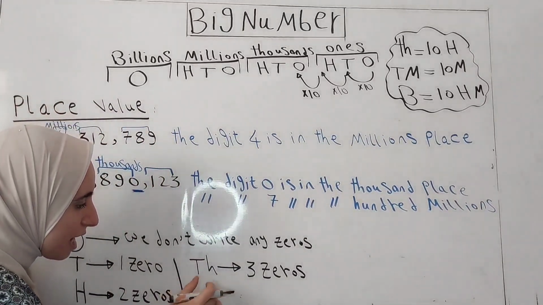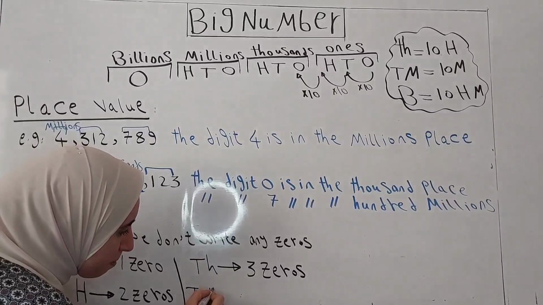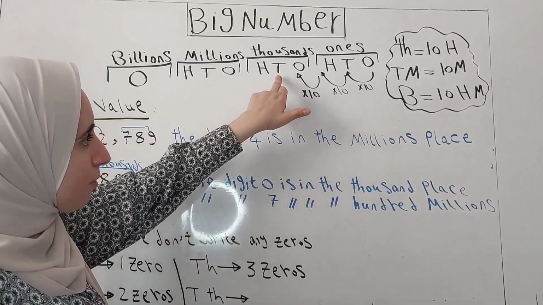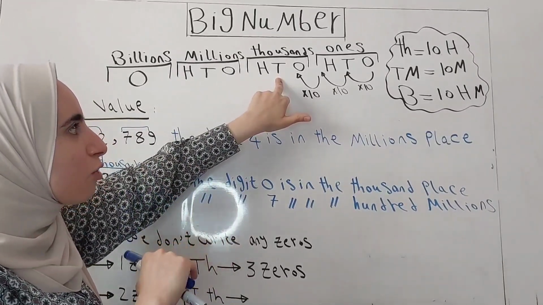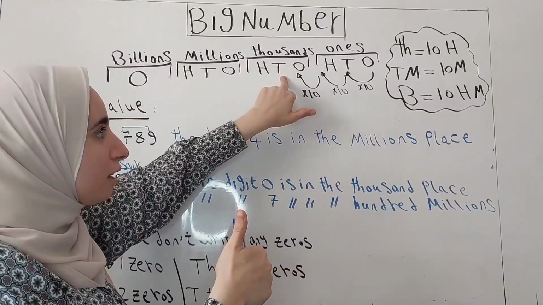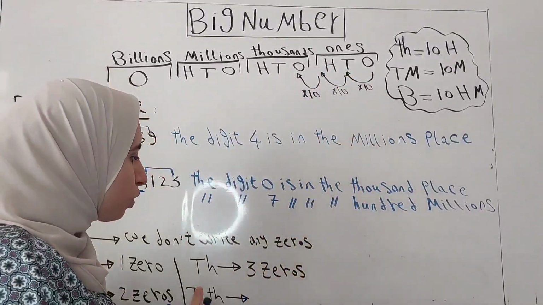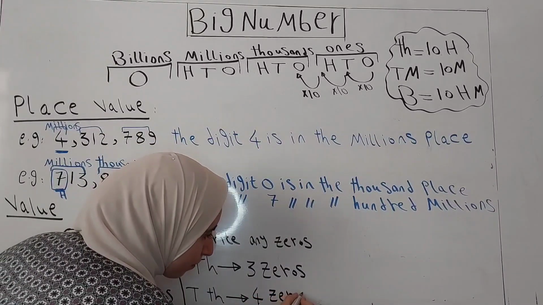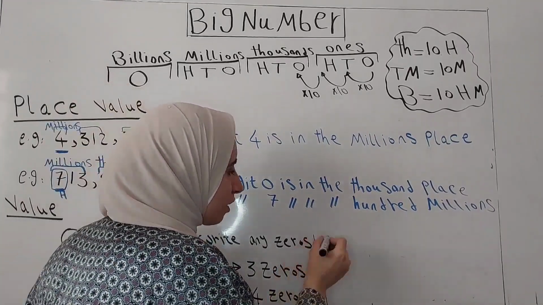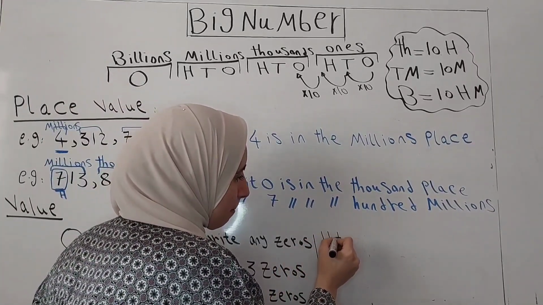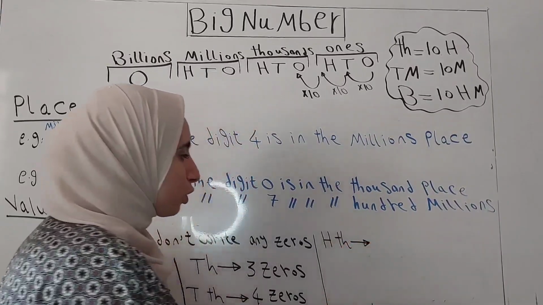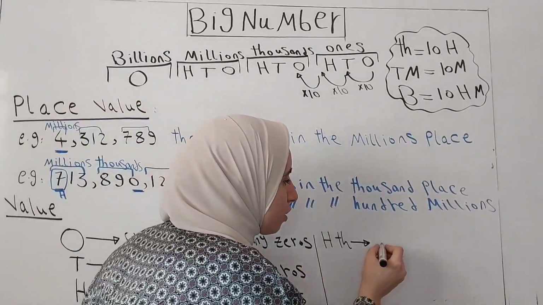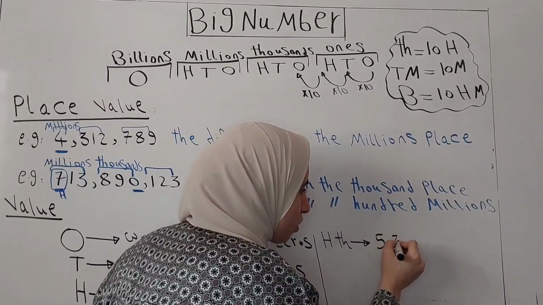And if the digit is in the 10,000 place, we replace the last place with how many zeros? 0 for 10 and 3 zeros for 1000. It will be 4 zeros. And if the digit is in the 100,000 place, we put 2 zeros for the 100 place and 3 zeros for the 1000 place. It will be 5 zeros.